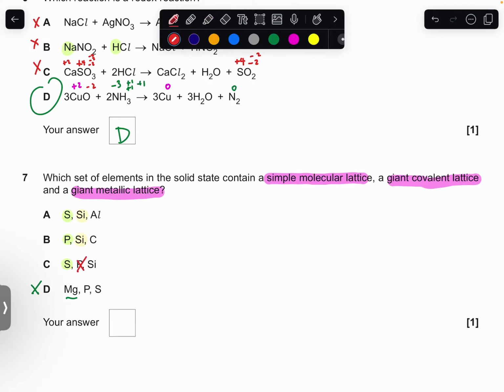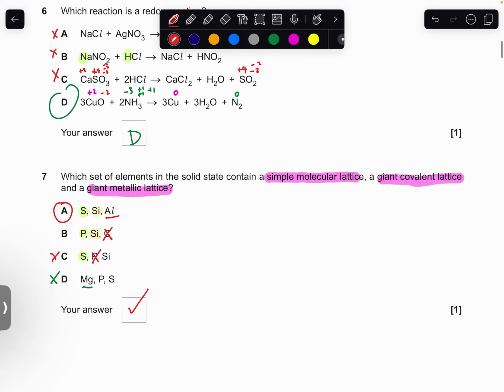The last one, so it's out of A and B. The last one is supposed to be a metallic structure. Carbon is not a metal, whereas aluminium is. 7A. Yep, and the mark scheme supports that.